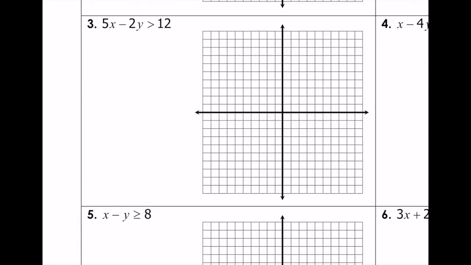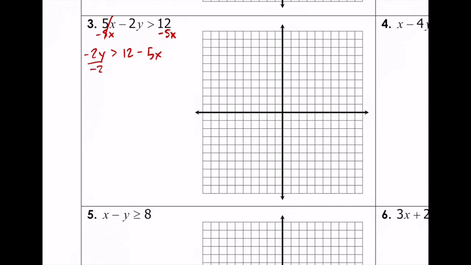Okay, let's look at an example that is not in slope-intercept form. So the y is not by itself here. We have to fix that. So we can subtract the 5x. That makes this go away. So we have -2y is greater than 12 minus 5x.